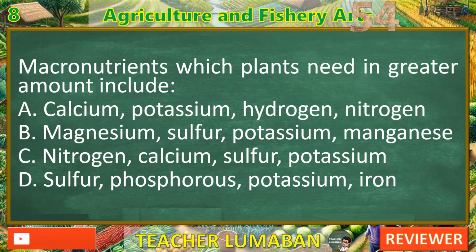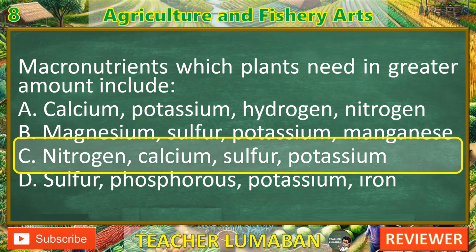5, 4, 3, 2, 1. The correct answer is C. Nitrogen, calcium, sulfur, potassium. Here's an explanation of each choice.